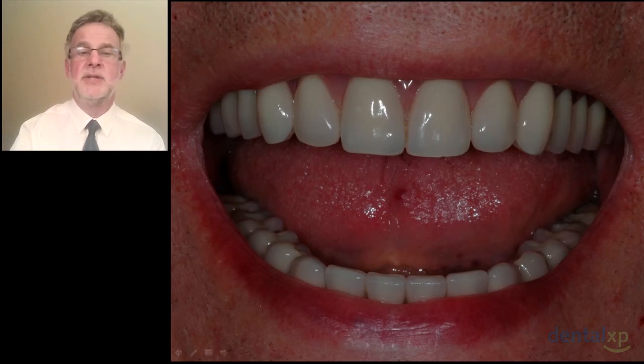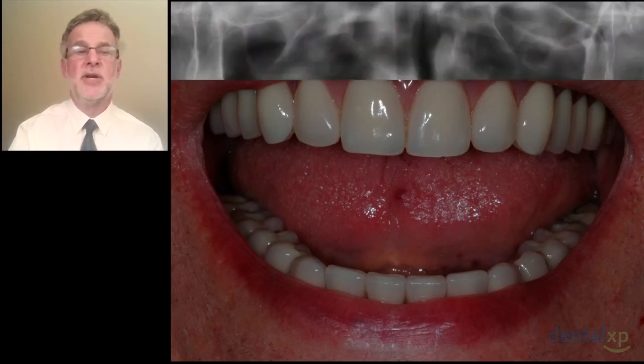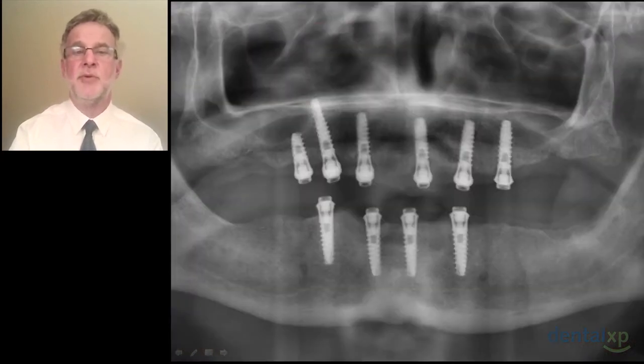Very nice case, and again, as long as the patient psychologically will accept the removable type design, this can solve a lot of problems that we can encounter with fixed cases. And here's the final radiograph with the locators in place.